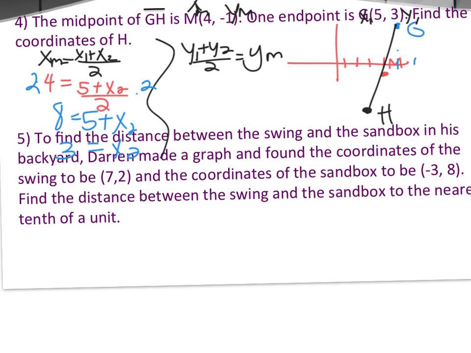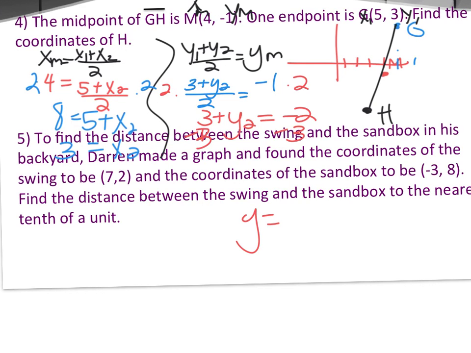Okay, let's try that again. So Y1 is 3, plus Y2, which is what I don't know, over 2 equals the Y coordinate of the midpoint, which is -1. Now I'm going to multiply by 2, and then subtract the 3, and I get Y2 equals -5. So H is (3, -5).